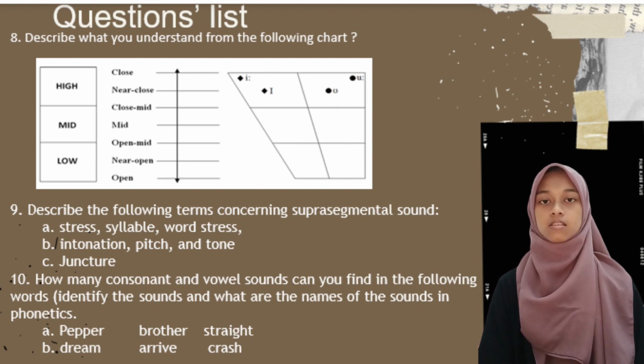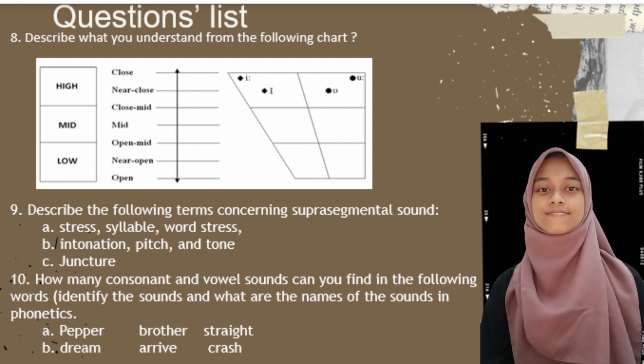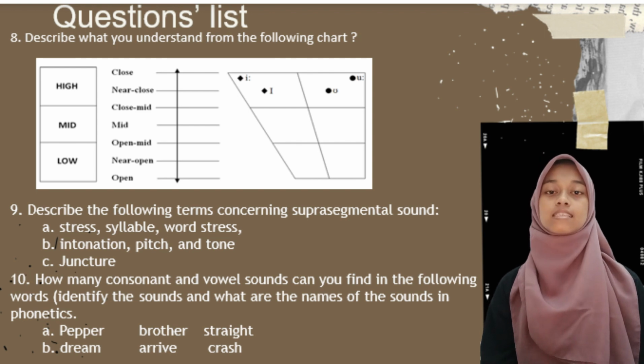Number 9, describe the following terms concerning suprasegmental sounds. A, stress, syllable, and word stress. B, intonation, pitch, and tone. And C, juncture. Number 10 is the last number.